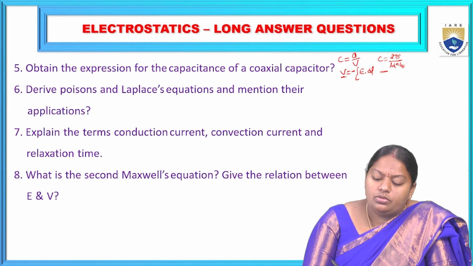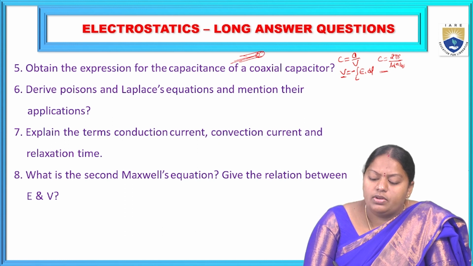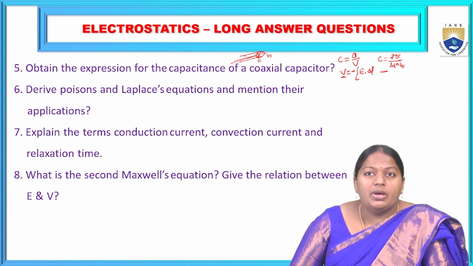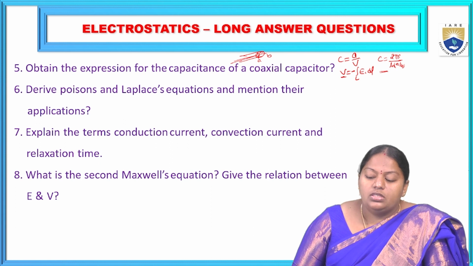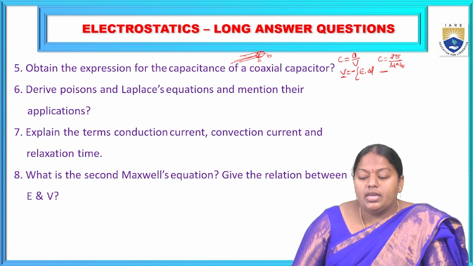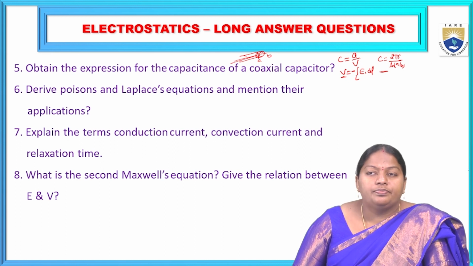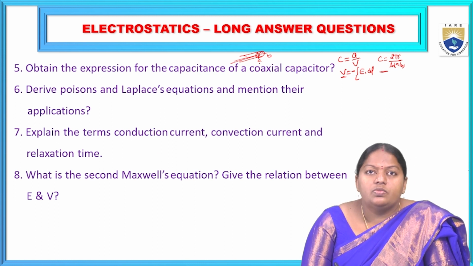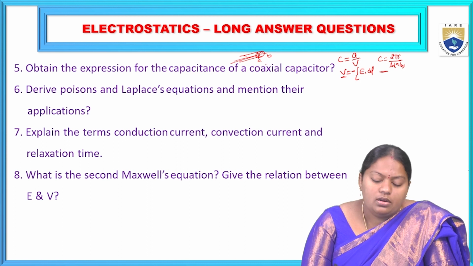In order to derive this one, we need to consider two concentric circles, where the inner one has radius A and the outer one has radius B. Depending upon that, the capacitance of a coaxial capacitor is derived as C equal to 2 pi epsilon by ln of A by B, or ln of B by A, depending upon the type of radius considered for the inner and outer conductors.